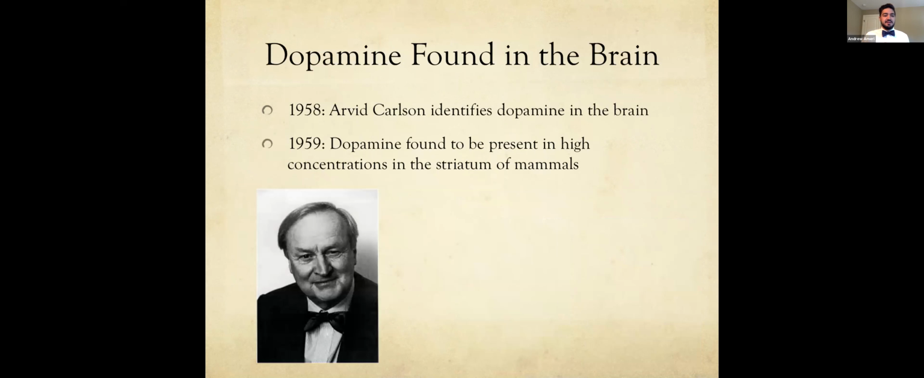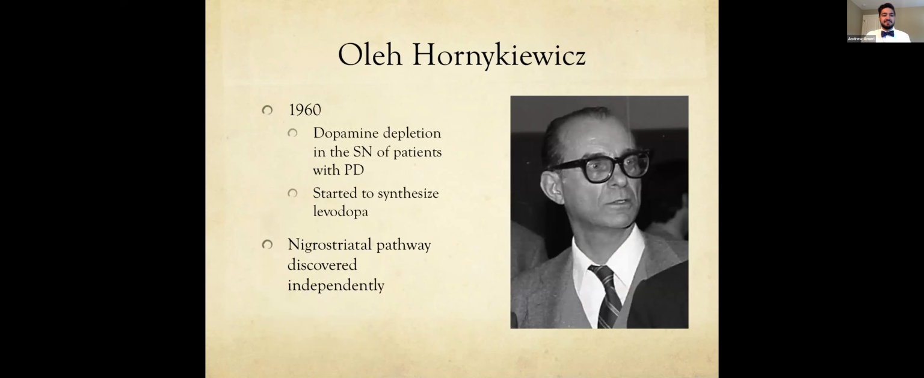In 1958, Arvid Carlsson, pictured here, discovered the presence of dopamine in the brain. This observation was further localized by a Swedish research group who identified high concentrations of dopamine in the striatum of mammals, leading to the theory that it played a role in basal ganglia function. It would be another 2 years before the substantia nigra would be implicated as an important player in the story of dopamine by an Austrian biochemist, Oleh Hornykiewicz.